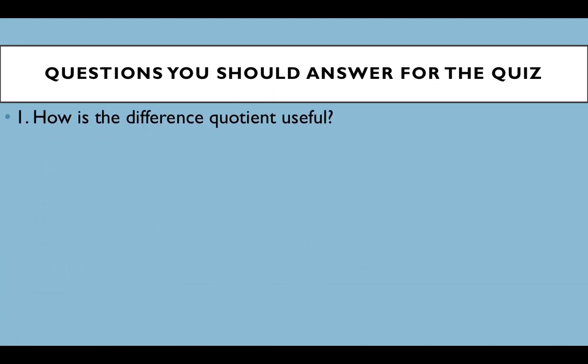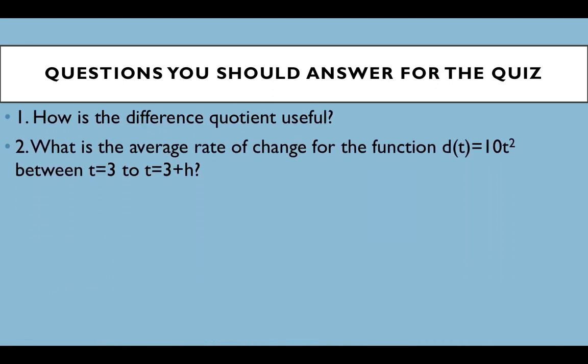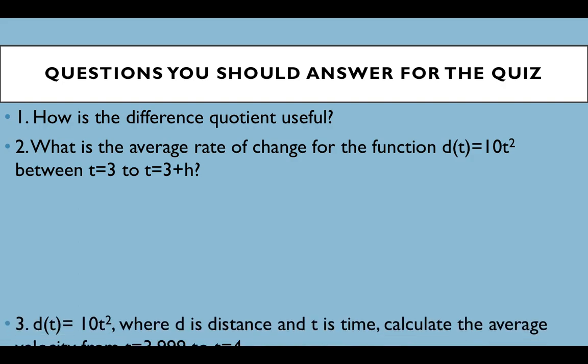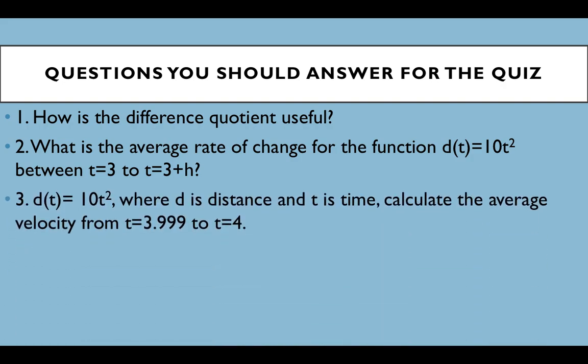How is a difference quotient useful? What is the average rate of change for the function d of t equals 10t squared between t equals 3 to t equals 3 plus h? d of t equals 10t squared, where d is distance and t is time. Calculate the average velocity from t equals 3.999 to t equals 4.